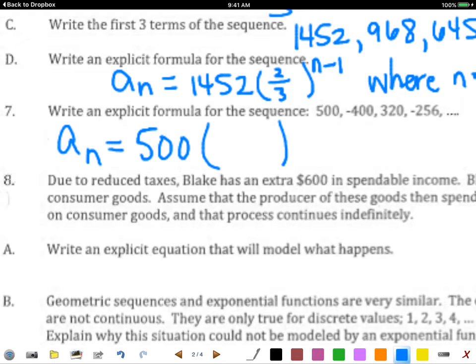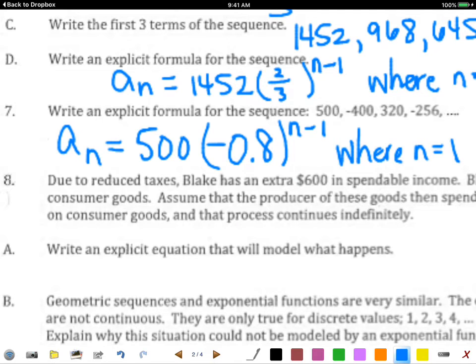If you can't figure it out, here's what you do. You take one of the numbers and you divide it by the previous number. And it doesn't matter which one in here you use. Okay, take a number and divide by the previous number. That'll give you the common ratio. Colton? Negative 0.8. Negative 0.8. Very good. To the power of n minus 1, where n equals 1.